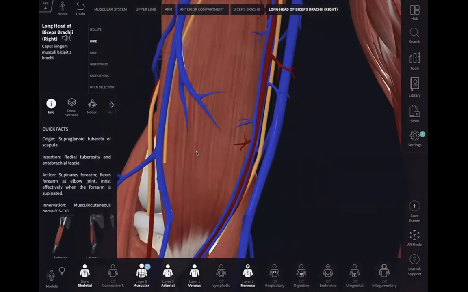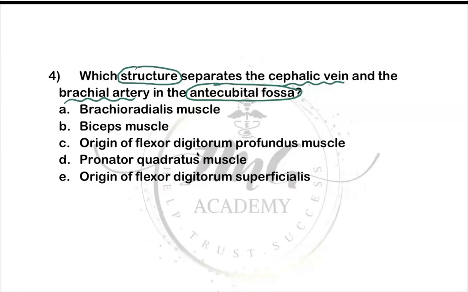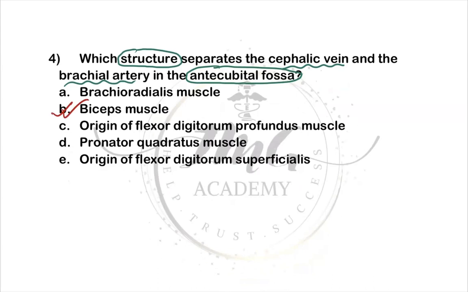Right. So let's have a look at our questions and see whether it is correct or wrong. Can we have our answer here? Biceps muscle. Okay, so your answer is correct. Clear? As easy as this.